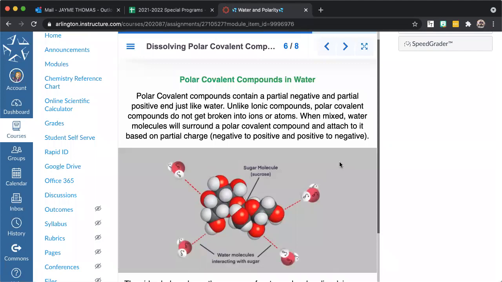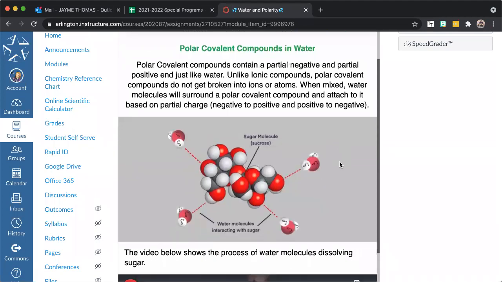Now, on the other hand, polar covalent compounds are not ionic, so they don't break apart, but they are still able to dissolve, because since they're polar, they have that partial negative and positive charge on the molecule. So the water molecules can still be attracted to them. And so they don't get broken into ions or atoms. When you mix, the water molecules just surround the whole compound, and they'll attach to it wherever the partial charges allow them to be attracted.